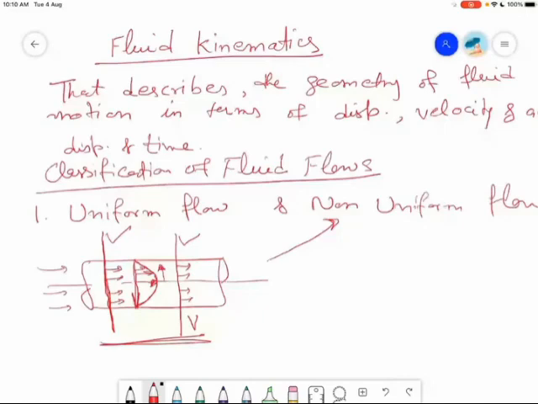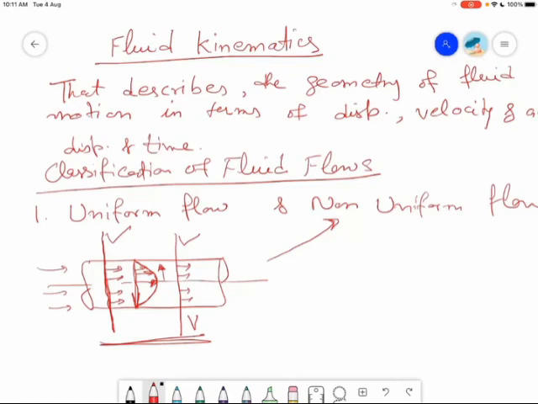For non-uniform flow you can say the velocity of flowing fluid particles along the section and at all the sections of the pipe is not equal, then we call that flow non-uniform flow. I repeat this definition again. A flow in which the velocity of flowing fluid particles is not same along the section and from section to section, the flow is called non-uniform flow.